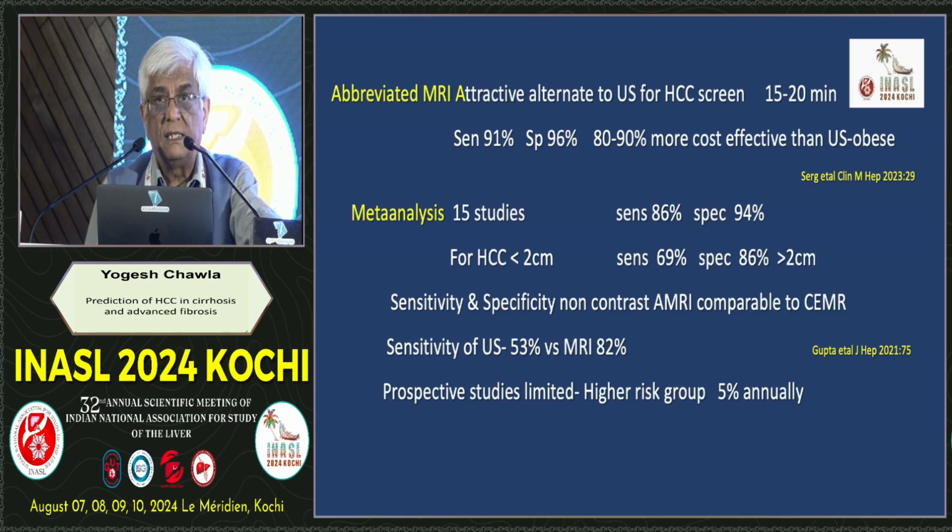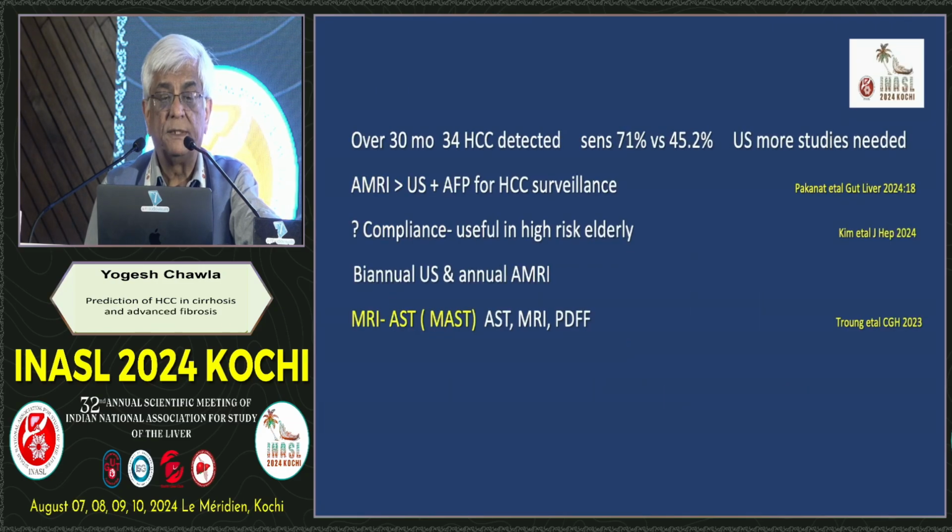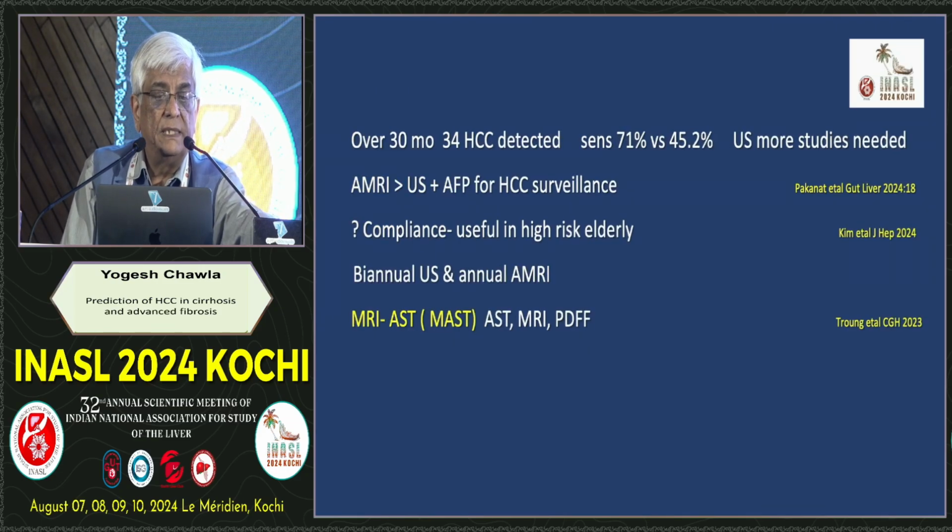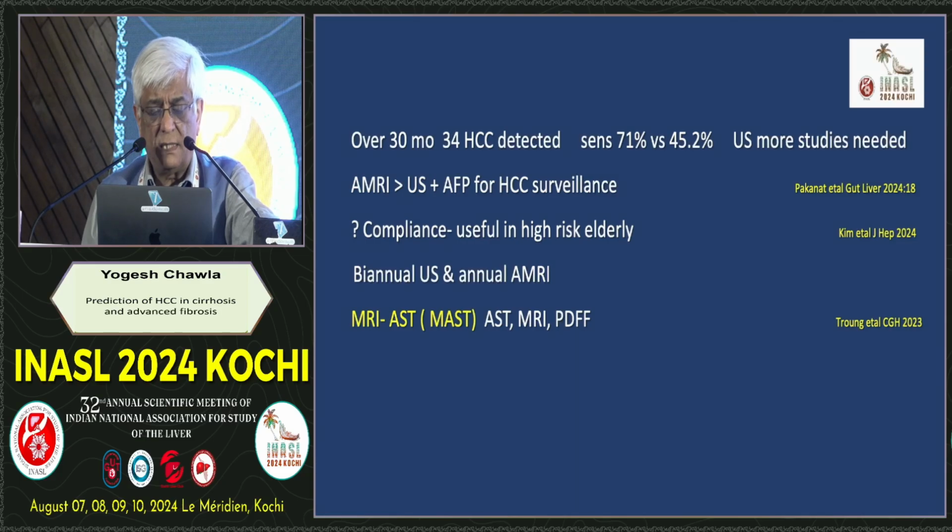The specificity is more if the lesion is more than 2 centimeters, but we need to have more validations, and probably it would be a good tool if the HCC incidence is more than 5%. So abbreviated MRI has been found to be better than ultrasound and other biomarkers, and there are some suggestions that one should do biannual ultrasound and an annual abbreviated MRI, especially in elderly and places where the HCC incidence is high.